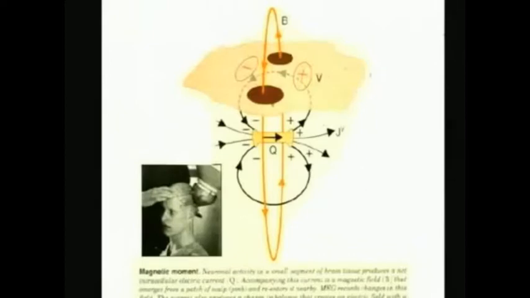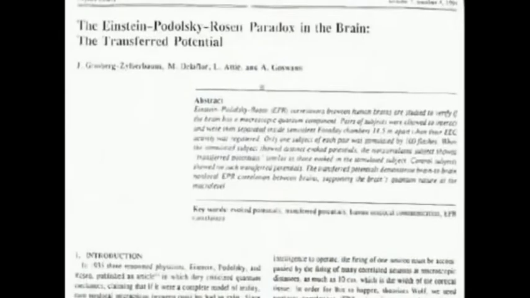And now here's the other interesting thing. Now we hook it to this next one, and then all of a sudden you'll see the pertinence of this whole thing. It's like this. The Einstein-Podolsky-Rosen paradox in the brain, the transferred potential. Let me explain the EPR in just a moment. And it goes like this.